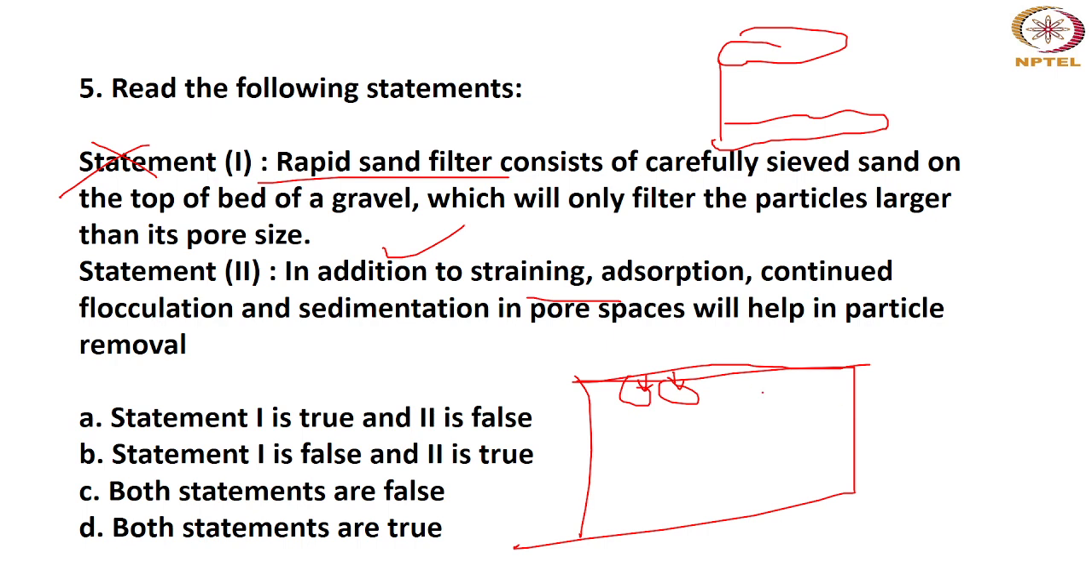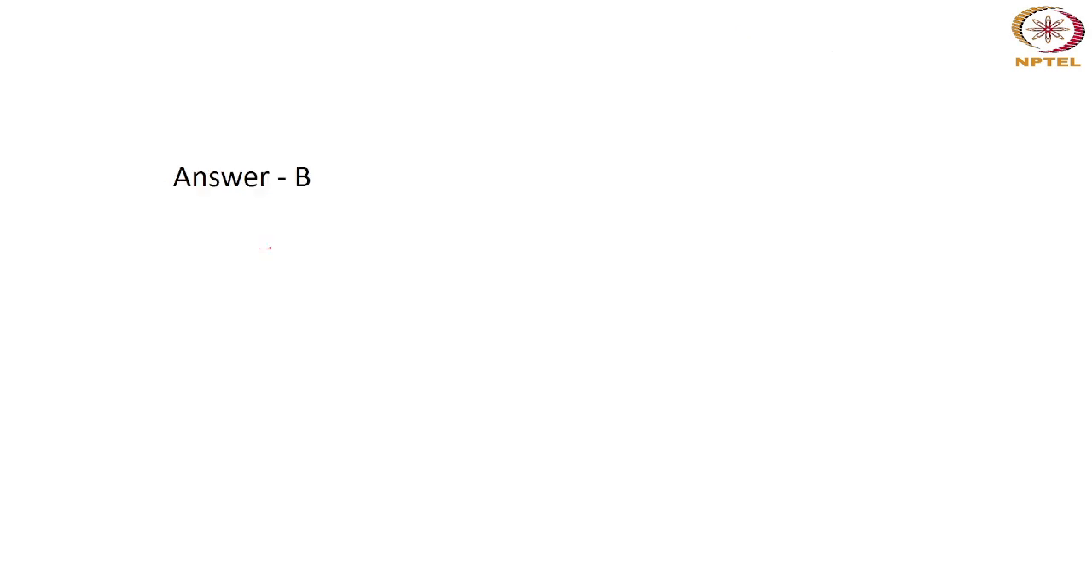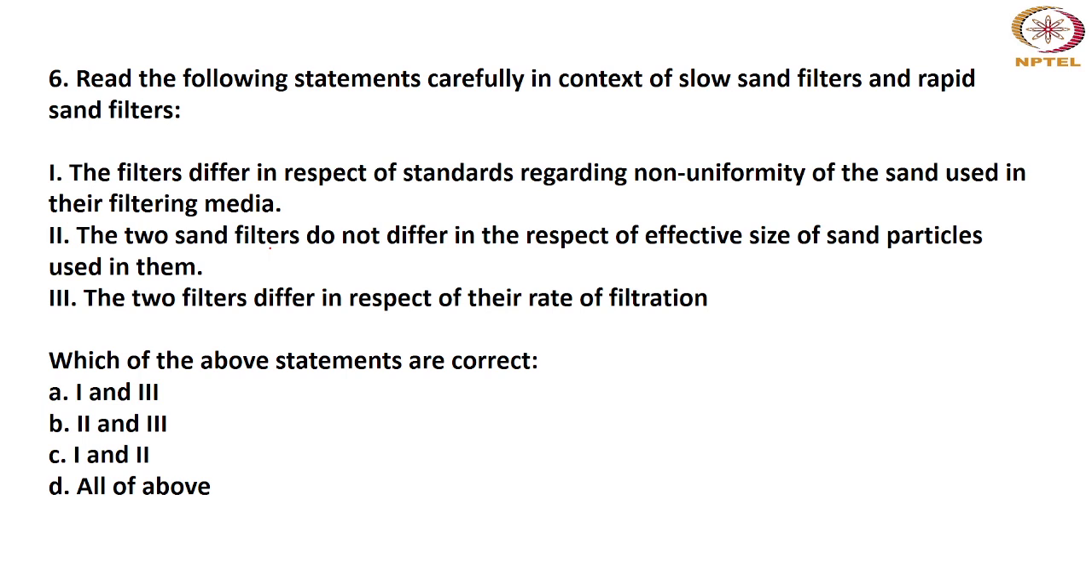Then continued flocculation can happen because this will provide some spaces where the flocculation can happen, and the sedimentation at the end, it will sediment on the surface of these sands that will help the particle removal. Yes, that is true. So the next one is: the filters differ in respect of standards regarding non-uniformity of the sand used in their filtering media. The two sand filters do not differ in respect of effective size of the sand particles used in them. The two filters differ in respect of their rate of filtration.